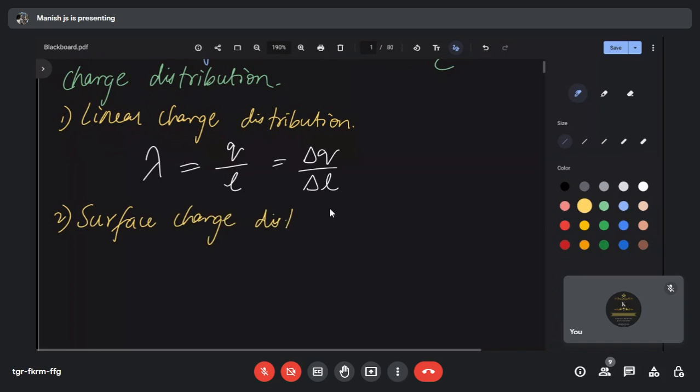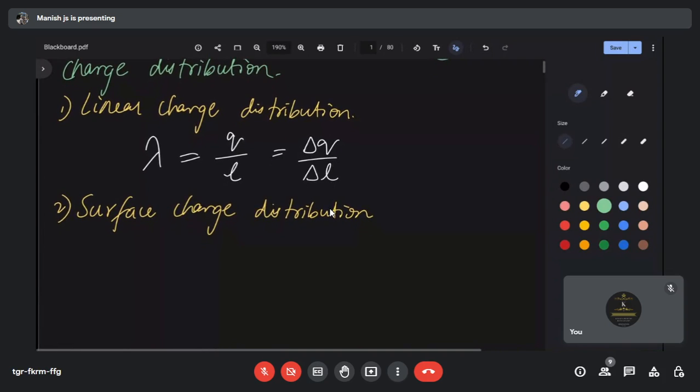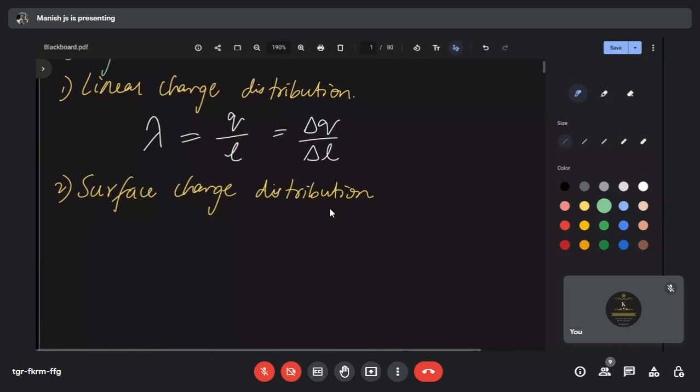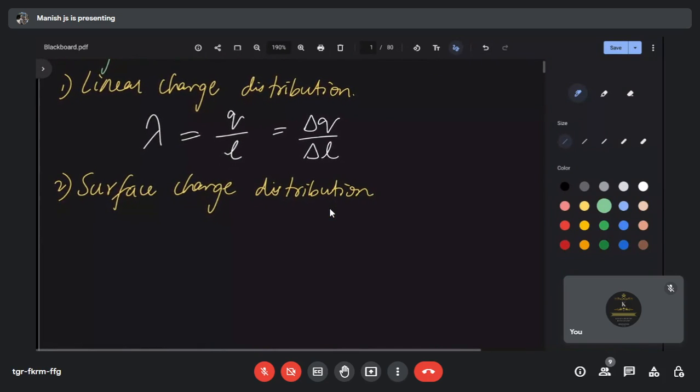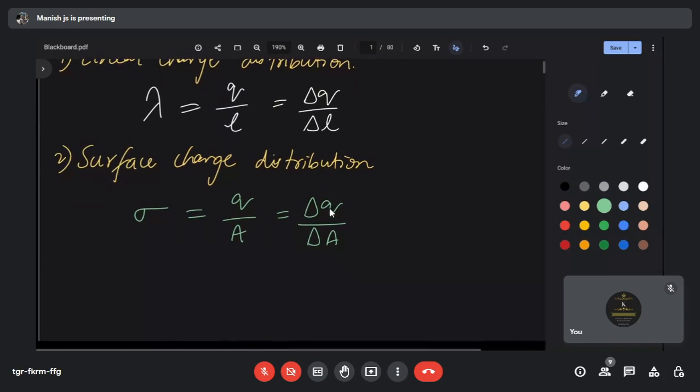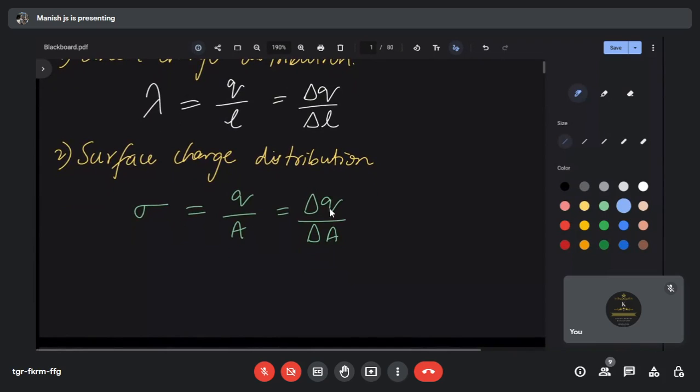Q by A. Yeah, it is Q upon A. That's correct. So we represent the surface charge distribution using a representation. Here we use sigma. So sigma is equal to Q upon A: charge per unit area, or change in the charge per unit change in area. So for variable charges, we can represent like this. This is for the surface charge distribution.